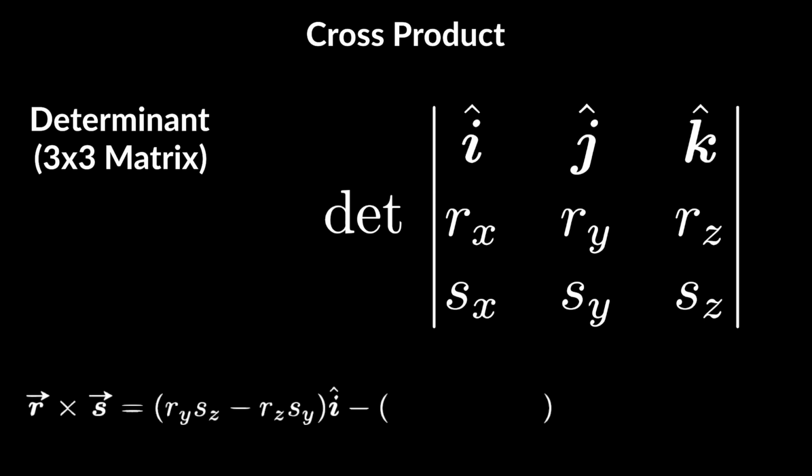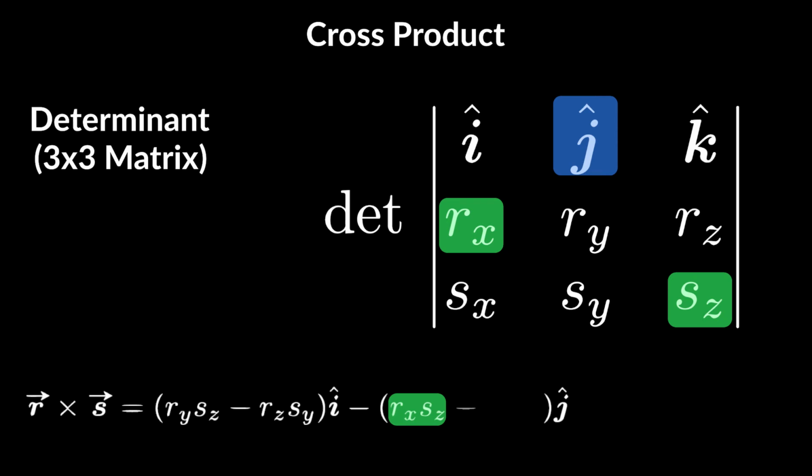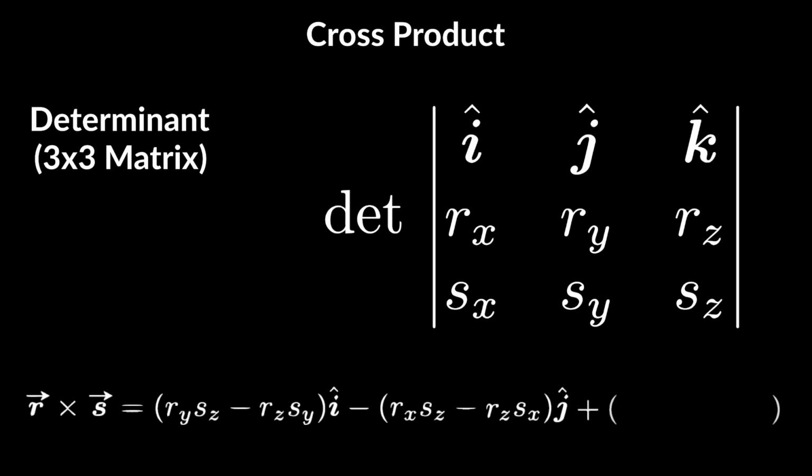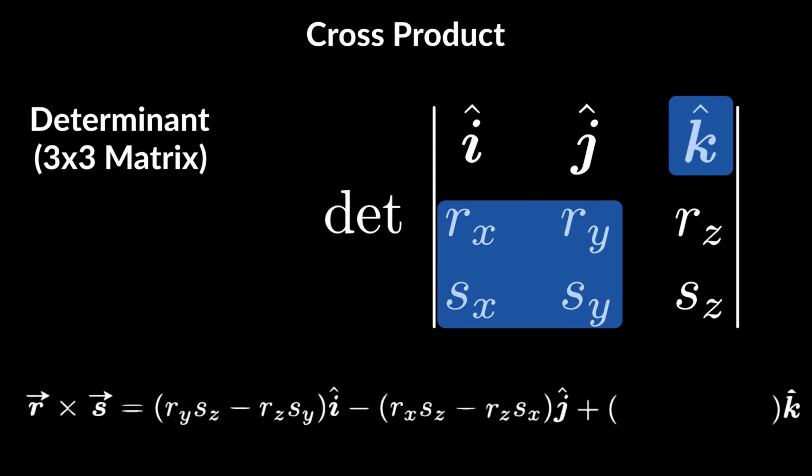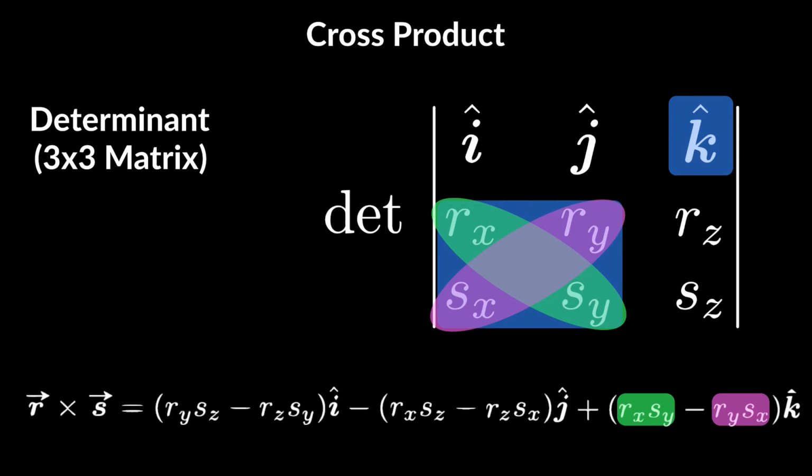And this is the same for j, where we notice that we ignore the y components and we take the cross product rx_sc minus rz_sx. An important point to note here is that the j component in the cross product is negative, whereas the i and the k components are positive. And to find the kth component, we take the 2x2 matrix of whatever is not underneath the k component. In this case, rx_sy minus ry_sx. And this is the final result for your cross product.